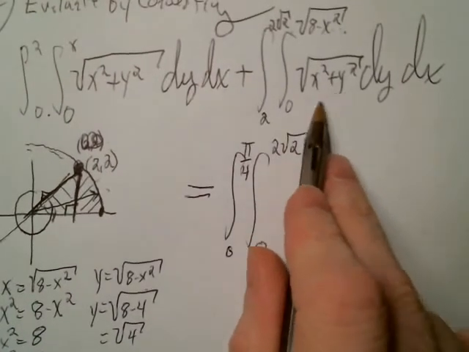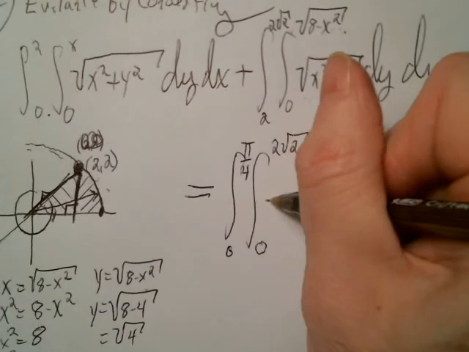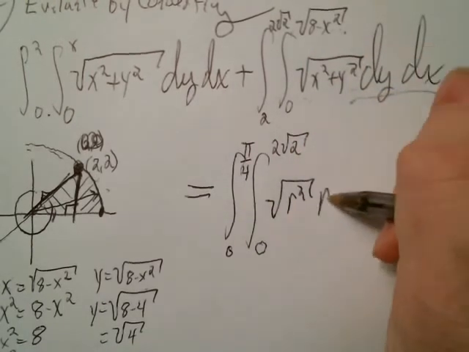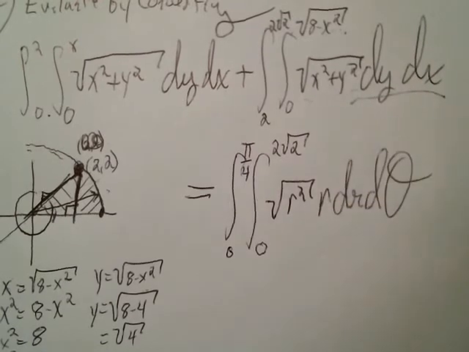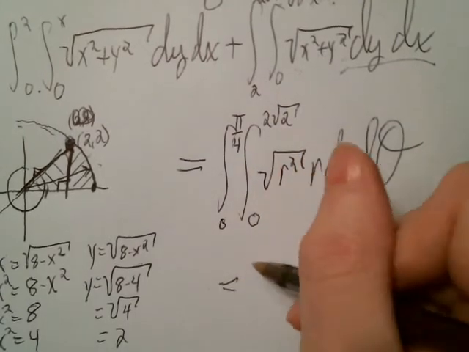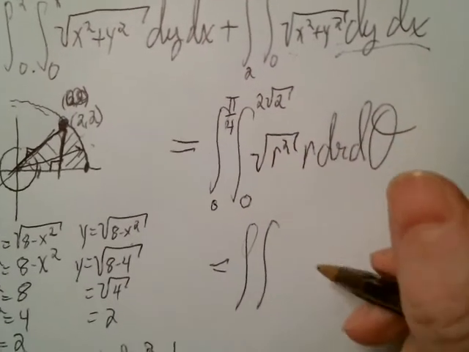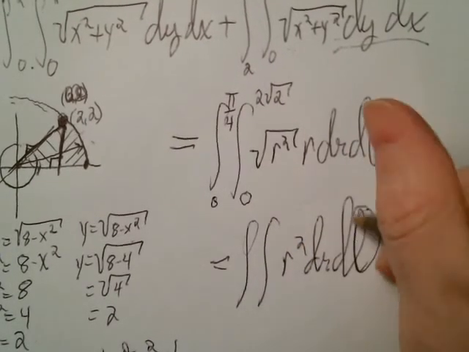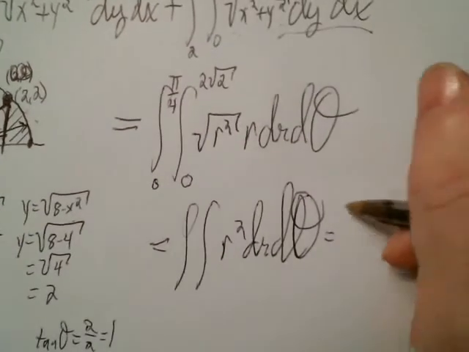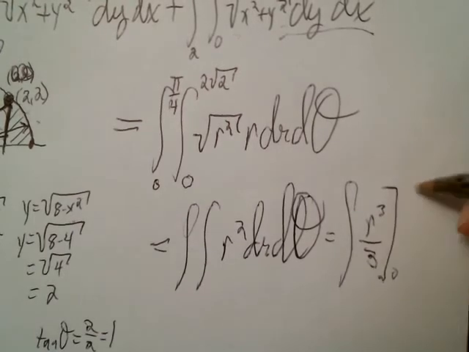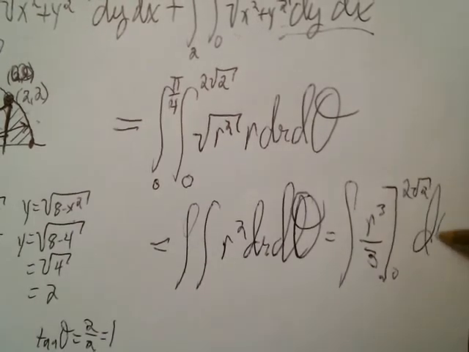Okay. Then we use our conversion formulas to replace this part. x squared plus y squared is r squared, so I got the square root of r squared. And then I replace dy dx with r dr d theta. Okay, then I can simplify that guy. Square root of r squared is r. r times r is r squared. Then I need to integrate that guy. So I have the integral of r cubed over 3 from 0 to 2 root 2, d theta.